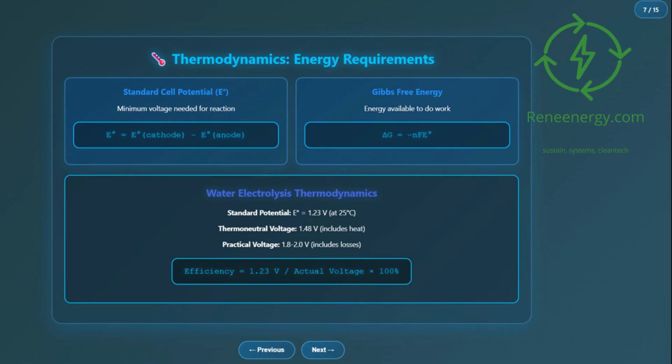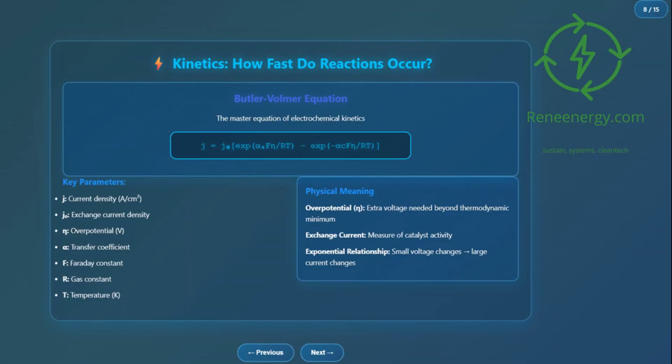Thermodynamics sets the energy requirements for reactions. The standard cell potential is the minimum voltage needed, while Gibbs free energy indicates the work potential. Efficiency in water electrolysis is crucial for sustainable energy solutions. Kinetics tells us how fast reactions occur. The Butler-Volmer equation describes the rate of electrochemical reactions, influenced by parameters like current density and temperature. Understanding these factors is key to optimizing reaction rates.